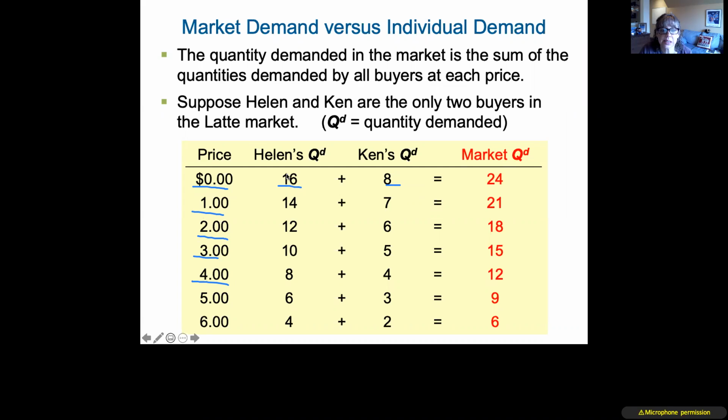So in this case, 16, which was what Helen would buy at $0, and Ken's 8, which is what he would buy at $0, now becomes 24. 16 plus 8 equals 24. Do the same thing at $1. 14 plus 7, 21. $2, 12 plus 6 equals 18. $3, 10 plus 5 equals 15. $4, 8 plus 4 equals 12. $5, 6 plus 3 equals 9. $6, 4 plus 2 equals 6.